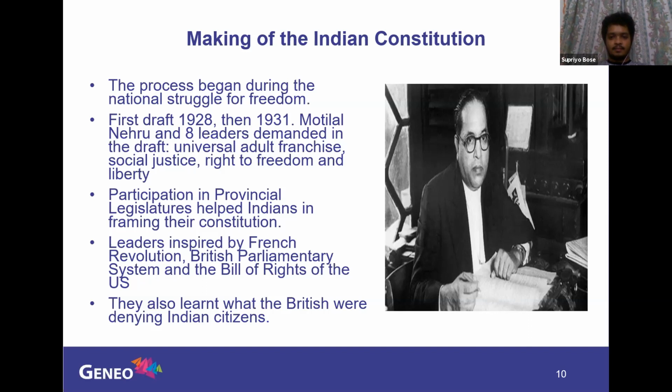Very nice. Yes. Now what happened? He drafted a constitution. He tried to draft a constitution, to be very precise. So the first draft of the constitution took place in 1928 and 1931, जहां पे मोतीलाल नेहरू ने ड्राफ्टिंग करना शुरू किया. ये एक जवाब था इन अंग्रेजों को कि हाँ, हम हिंदुस्तानी भी अपने कॉन्स्टिट्यूशन बना सकते हैं. We Indian people are well capable of making our own constitution. Participation in provincial legislatures helps Indians in forming a constitution.